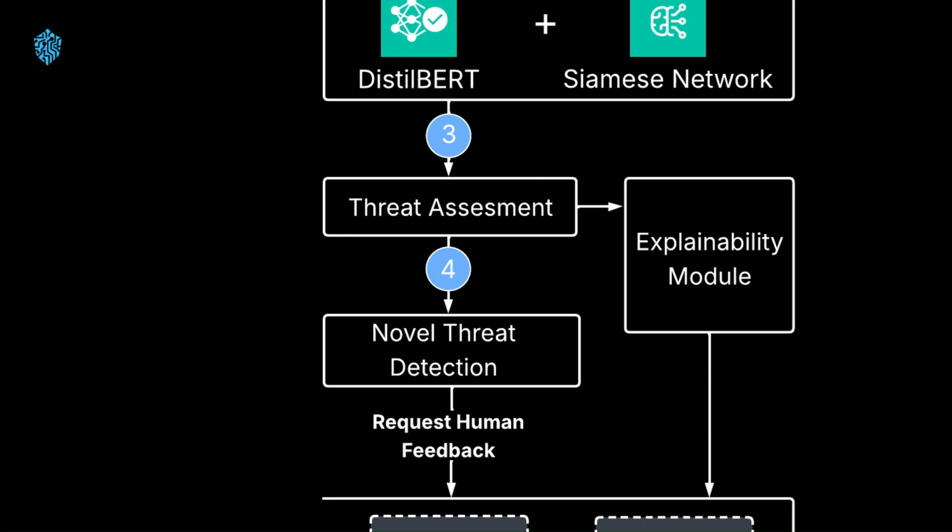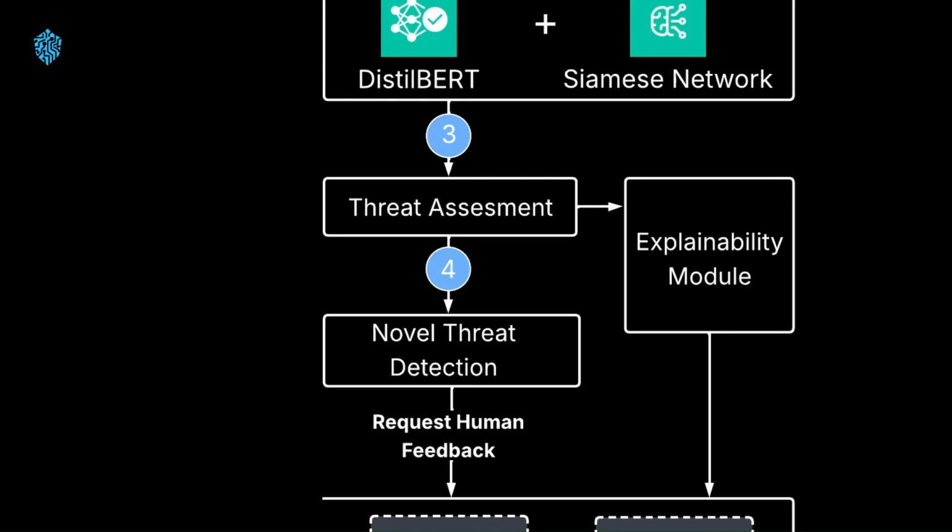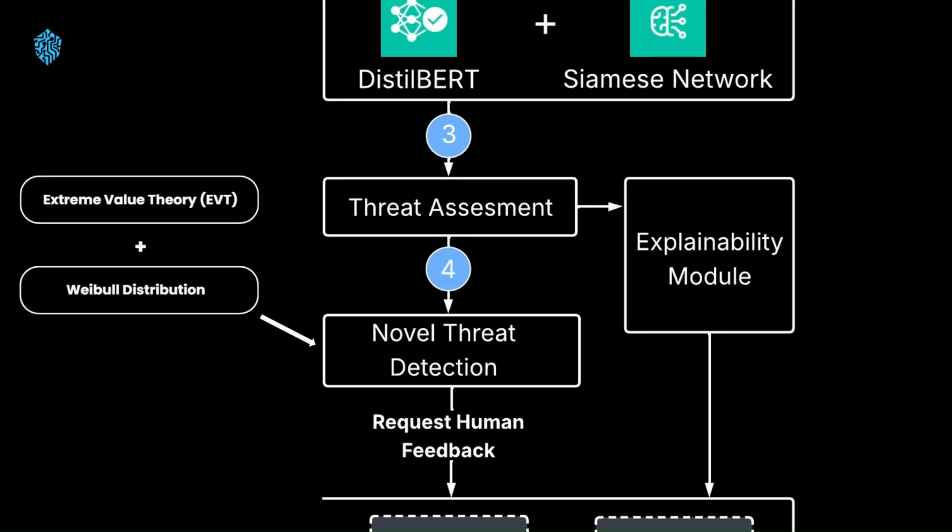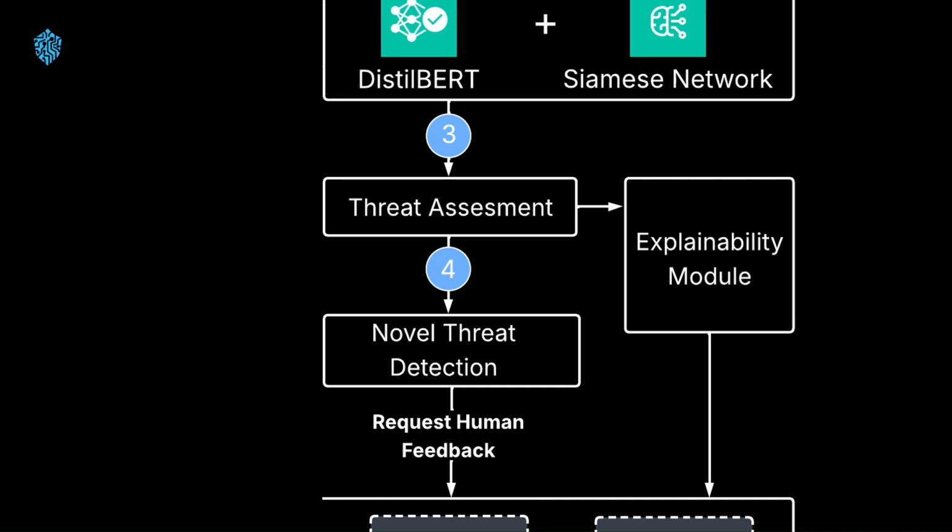If the payload matches a known attack pattern with high confidence, the system can immediately classify it. But what happens if the request does not clearly match a known subtype? In that case, the novel threat detection module takes over. It evaluates novelty of the payload using a pure statistical method, which uses a Weibull distribution-based approach to model extreme deviations from known subclasses.